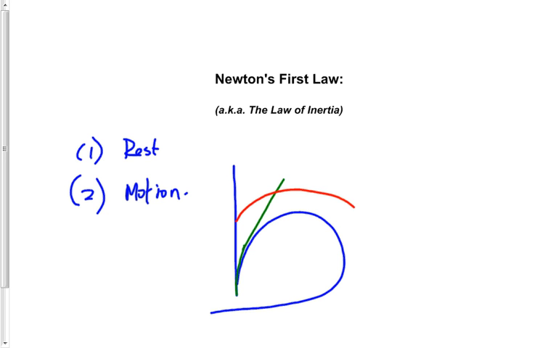Until I hit the guardrail, until there's an unbalanced force that keeps me from going in a straight line and keeps me from going at the same speed. An object in motion stays in motion, in a straight line at constant speed, until acted upon by an unbalanced force. All right? Easy stuff, right?